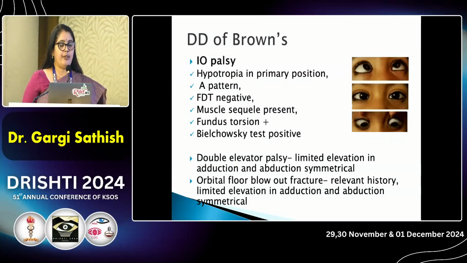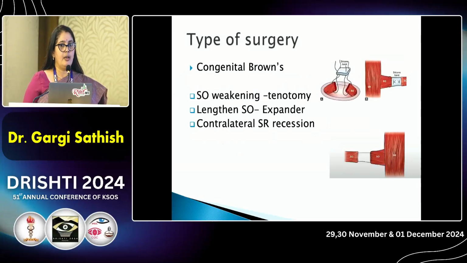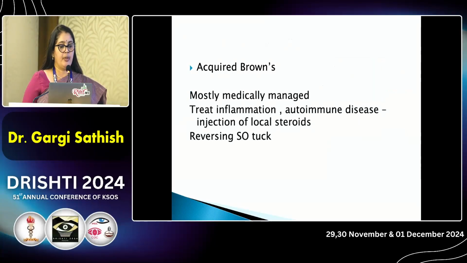So the DD is again very important here. The DDs are inferior oblique palsy, where you get an A pattern. FDT will be negative, sequelae will be present, Bielchowsky will be positive, and double elevator palsy, where in abduction also elevation is going to be restricted. So most of the Browns will spontaneously improve over time, and so we opt for surgery only in the severe cases. We can go in for SO weakening procedures, SO expansion procedures. Acquired Browns we manage medically with steroids, local injection or systemically.